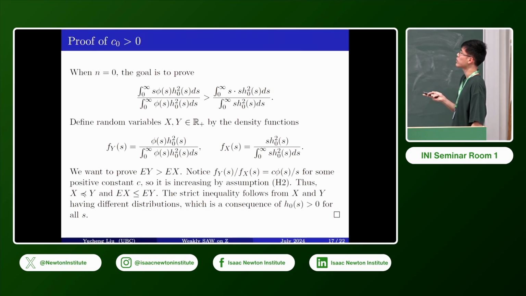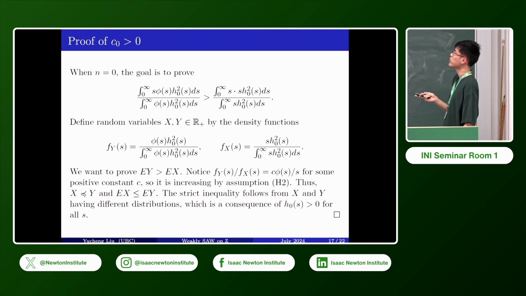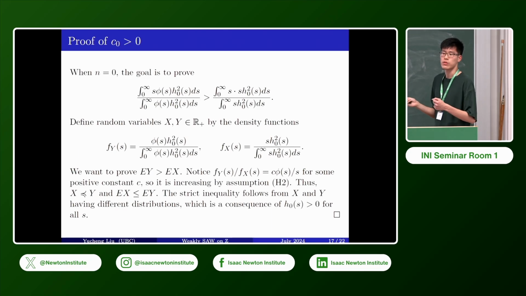I want to prove that they dominate each other. Y dominates X. I would just look at the ratio of the density functions. Up to some constants, this is just phi of S divided by S, which is assumed to be increasing, as one of the main hypotheses. So the ratio of density functions being increasing implies Y dominates X, and therefore I get the expectation of Y being bigger than the expectation of X, which is this inequality here, without the strictness. And the strict inequality actually follows from my H0 being strictly positive everywhere. So they are actually different distributions, so the expectations don't coincide.